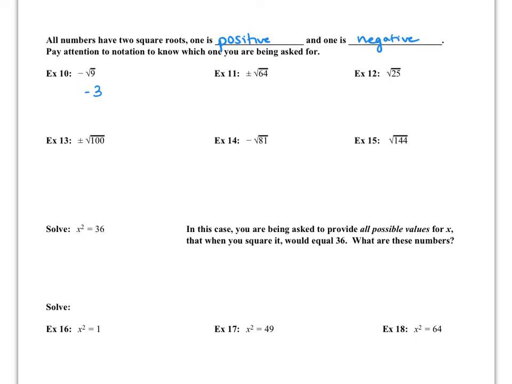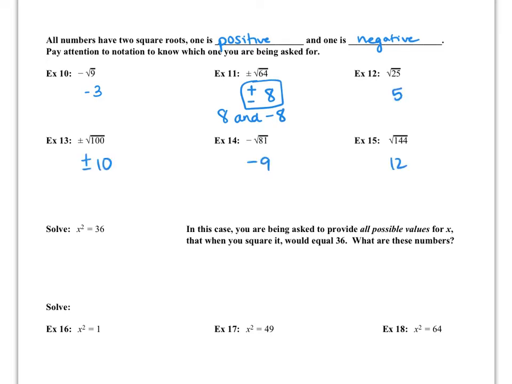In example 11, this symbol in front really means positive and negative. And so they're asking you for both of the square roots of 64. So positive and negative 8. If you wanted to write it like this, 8 and negative 8, you could, but the shorthand would just be like that. So for each of the next examples, 12 through 15, come up with what you think the answer would be, whether it's the positive version of the square root, the negative version of the square root, or both. Pause the video, press play when you're ready to check your answers.